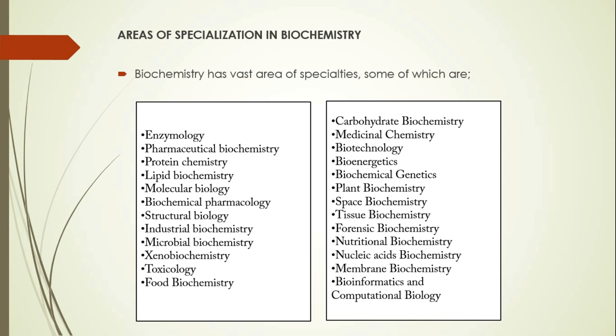Now, when we talk about enzymology and protein chemistry, these are areas of biochemistry that study proteins and enzymes in detail. When we talk about areas like molecular biology and biochemical genetics, these are areas that study gene transfer of genetic traits and every metabolic activity involved in gene transfer.